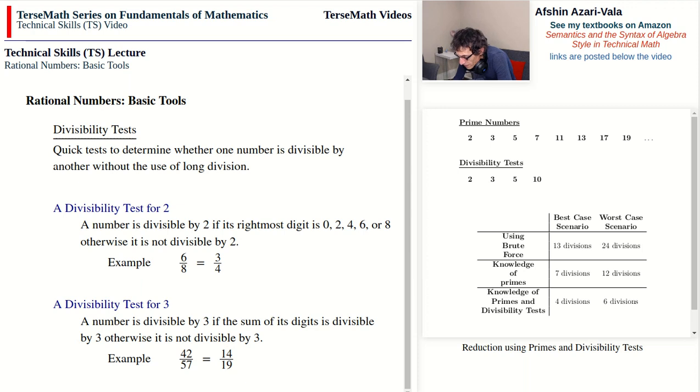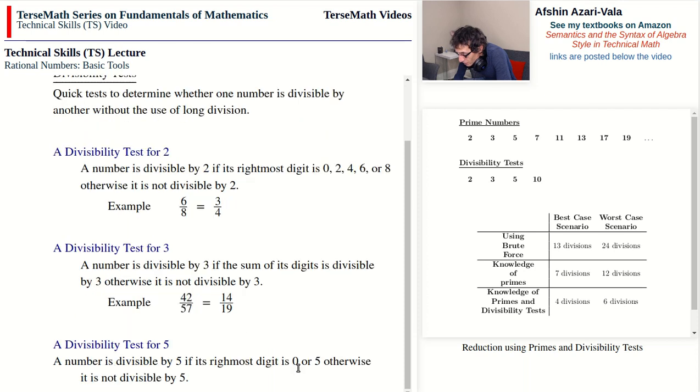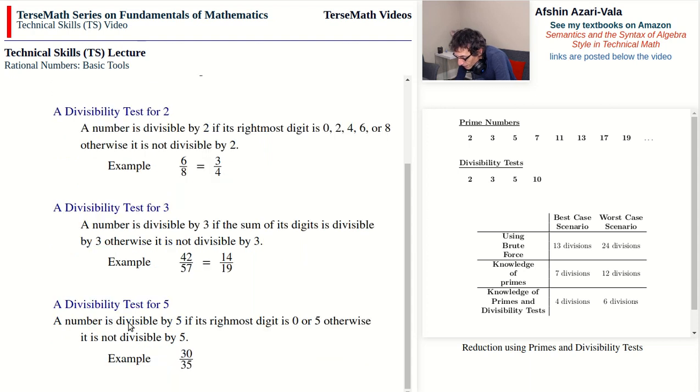For 5, there is a test. Now, this is a test that most people are familiar with. It says that a number is divisible by 5 if its rightmost digit is either 0 or 5. That should make sense, because if you think about multiples of 5, they all end in 5 or 0: 5, 10, 15, 20, 25, 30, and so on. And so a number that ends in 0 or 5 is divisible by 5. Otherwise, it is not.